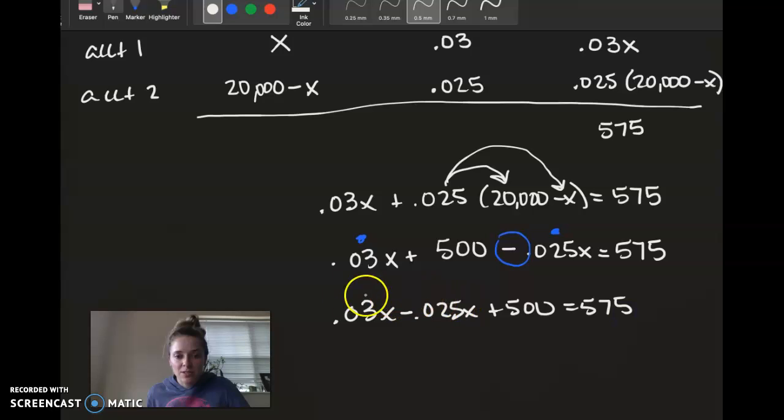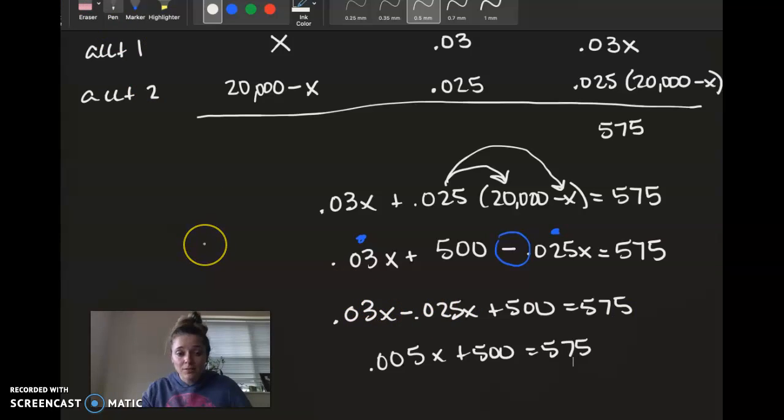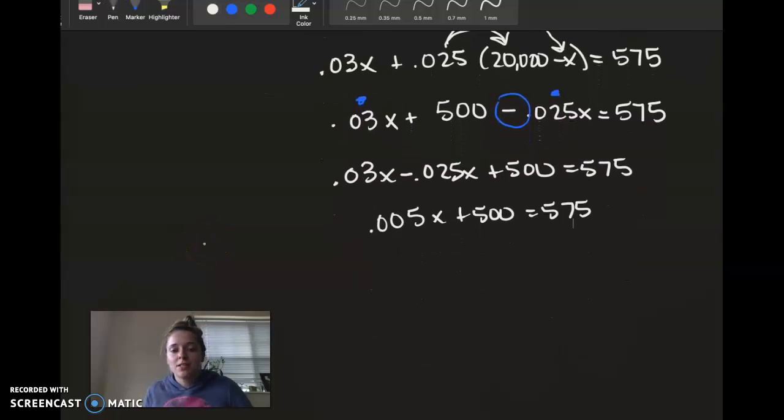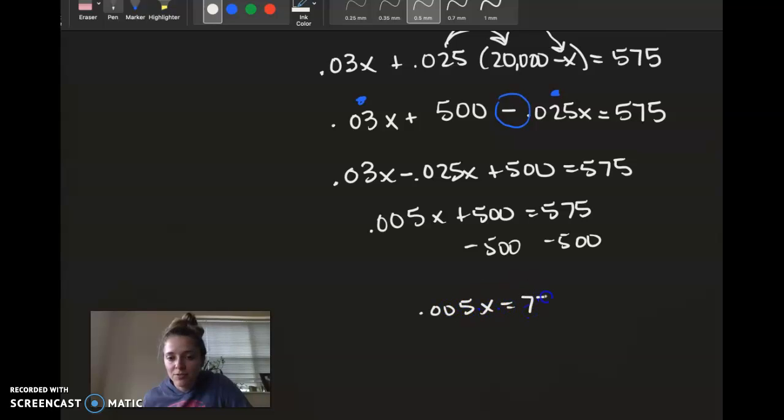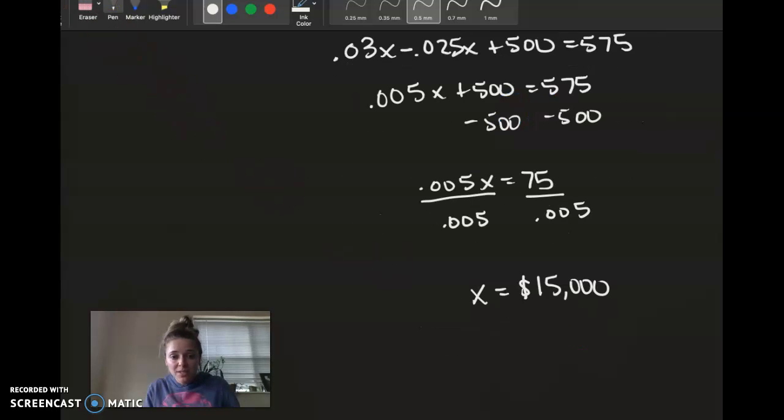So combining like terms, what is 0.03 minus 0.025? Well, that's 0.005. So we have 0.005x plus 500 equals 575. And now to get this term with the x in it by itself, I'm going to subtract 500 from both sides. And I end up with 0.005x equals 75. And to get x by itself, I'm going to divide both sides by 0.005, which means that I get x equals 15,000.